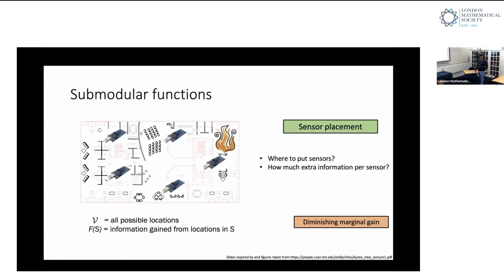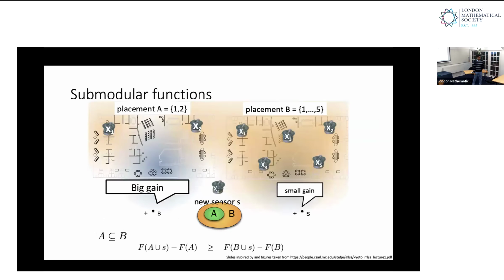Why is such a function important? Here is a real life situation. Let's say you have a room and you want to put sensors for fire, right? And I'm looking at how much information you can gain by putting in an extra sensor. If you have too few sensors to begin with, putting a sensor now will give you more information about the fire than the situation where you already have a bunch of sensors. Then putting another sensor is not going to give you as much bang for the buck as the other case, right? It shows diminishing marginal gain. So that's a classical example of a submodular function.